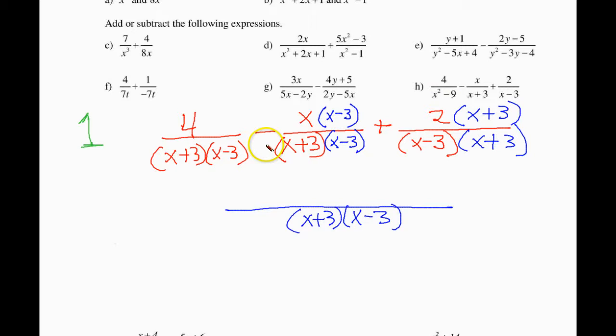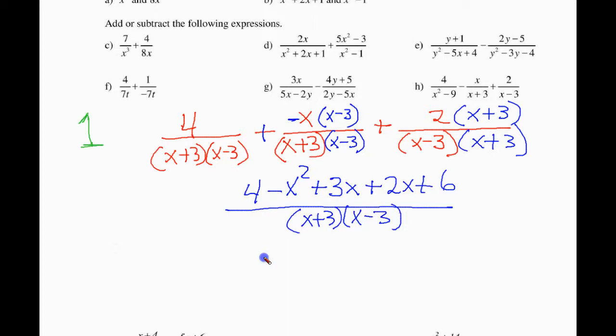Okay, so again, I'm going to make this a plus and put my negative there. And that just helps with the signs a little bit. So this is going to become a 4. This is going to become a negative x squared. This is going to become a positive 3x. And this becomes a positive 2x plus 6. So now I'm just going to group my like terms.